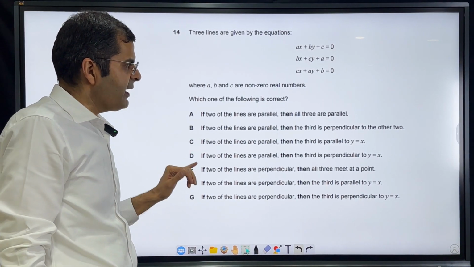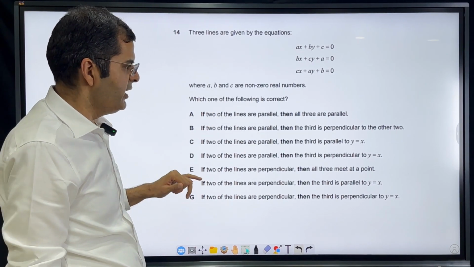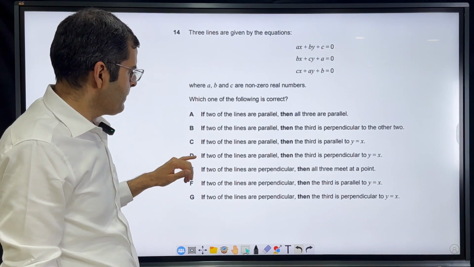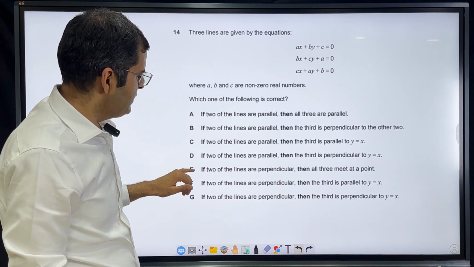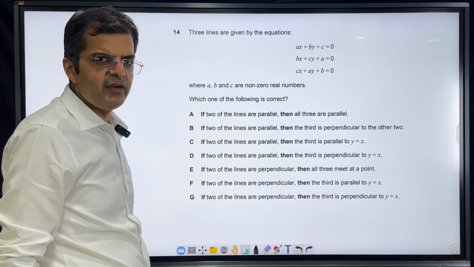If 2 of the lines are parallel, then all 3 are parallel. If 2 lines are parallel, then the third line is perpendicular. If 2 lines are parallel, then the third line is parallel to y equal to x. If 2 lines are parallel, then the third line is perpendicular to y equal to x. And then the options about 2 lines being perpendicular have also been given to me.